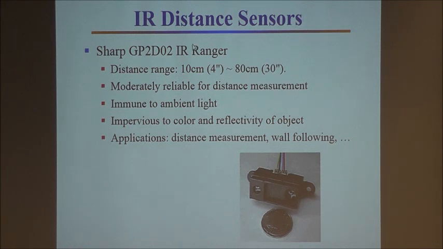This is a commercial GP2D02 IR Ranger put out by a company called Sharp, the Japanese company, and it looks like this. You have here, I think, what looks like a 25 cents coin. Distance range is about 10 centimeters or 4 inches approximately, up to 80 centimeters. Moderately reliable for distance measurement.